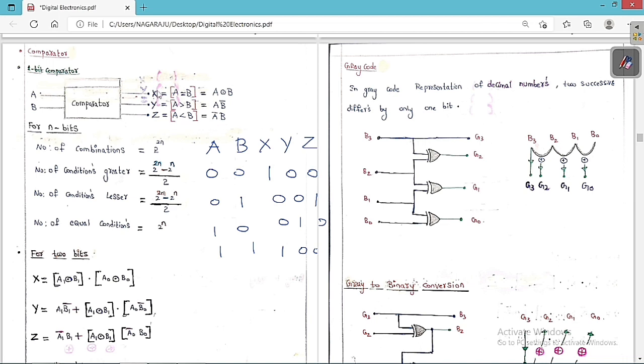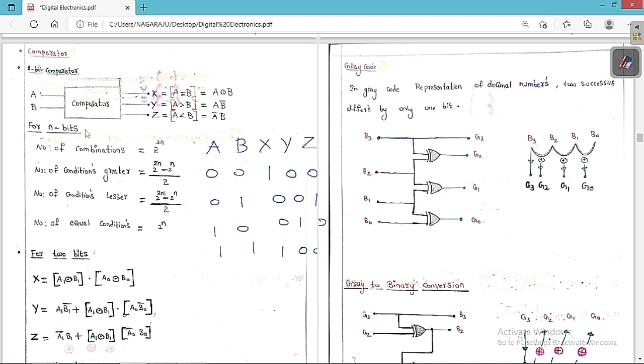So the basic operation of X is whenever A is equal to B, it is going to get activated. The basic operation of Y is whenever A is greater than B, it is going to get activated. And for Z, which is A less than B, whenever A is less than B, then Z is going to get activated. So far we can say these are the expressions that we are going to get: A XNOR B for X, A B bar for Y, and A bar B for Z. So this is the point that you always have to keep in your mind.